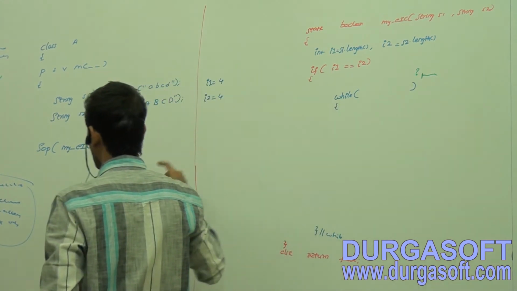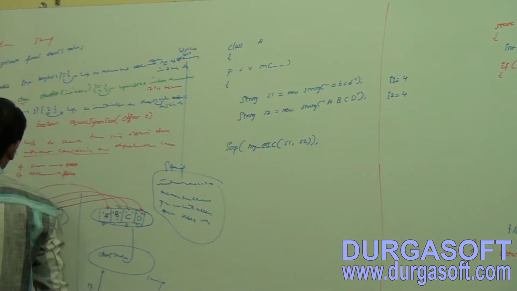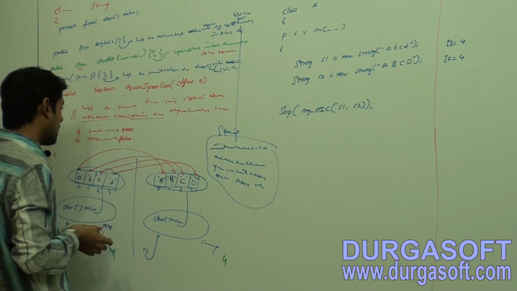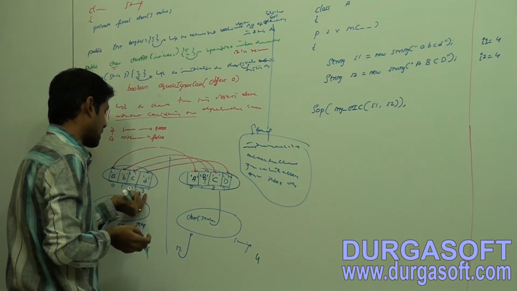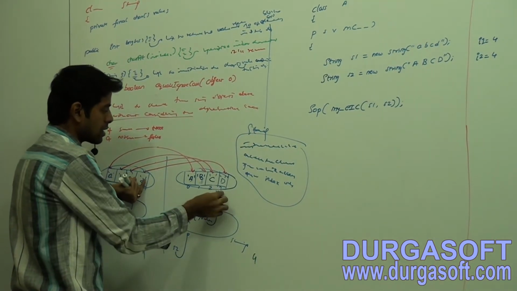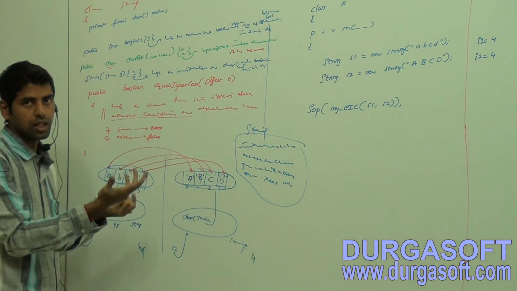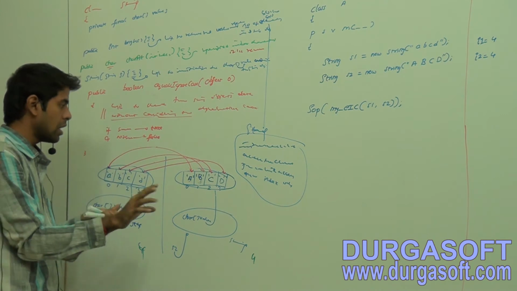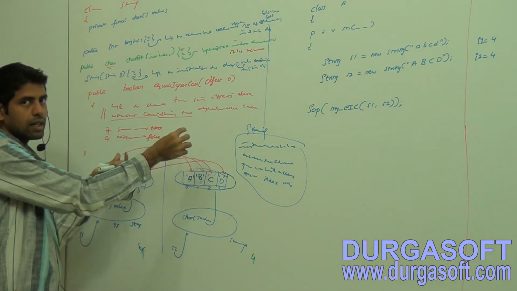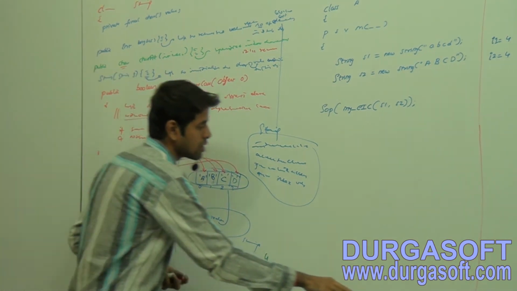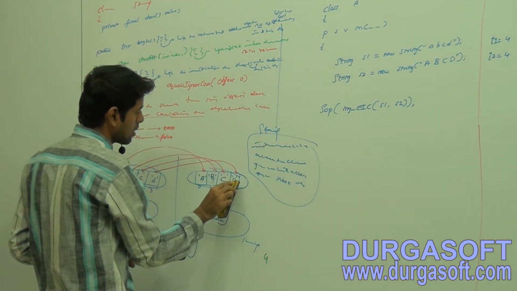Now both the lengths are same. What we have to do is take this last index character D and this last index character capital D and check them. If both are same, no need to worry. Come and check the second index.